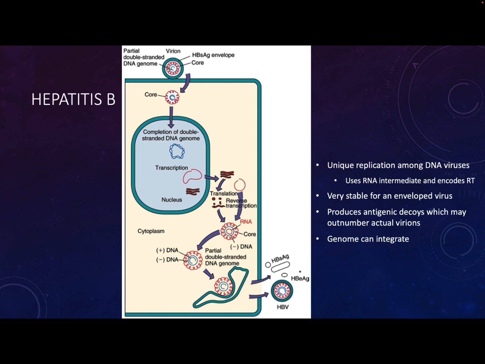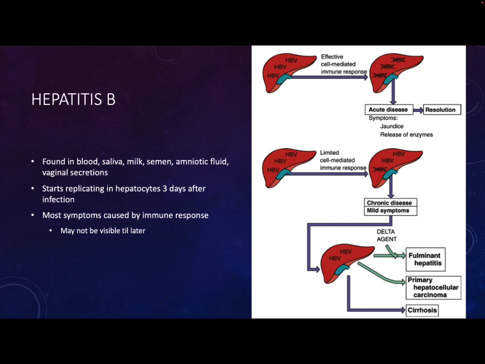And the genome, not unique for a DNA virus, can integrate into our chromosome, which is partly why it can be associated with causing cancer. But for me, I think the two really important features of hepatitis B are the fact that it does reverse transcription and those antigenic decoys. Those are the really cool and unique things that it can do. It can be found in a lot of different bodily fluids.